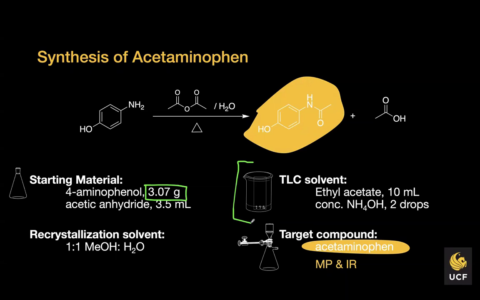So keep that in mind, right? And then we had the target compound. We compared it, or we characterized it based on melting point. If the experimental melting point range is narrow, meaning less than 5 degrees Celsius, and right around the theoretical melting point of acetaminophen, then that tells us that the product was pure. If we have a wider melting point range, that tells us that the product has some impurities present within it.